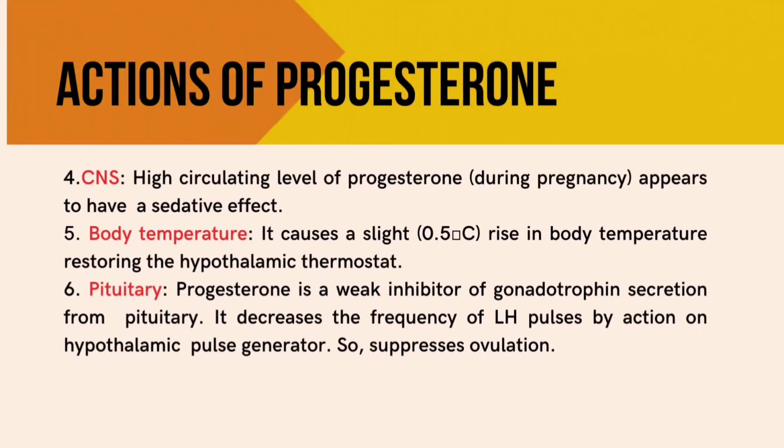In the CNS, high circulating levels of progesterone appear to have a sedative effect. It causes a slight rise in body temperature, resetting the hypothalamic thermostat. In the pituitary, progesterone is a weak inhibitor of gonadotropin secretion. It decreases the frequency of LH pulses by action on the hypothalamic pulse generator, so it suppresses ovulation.